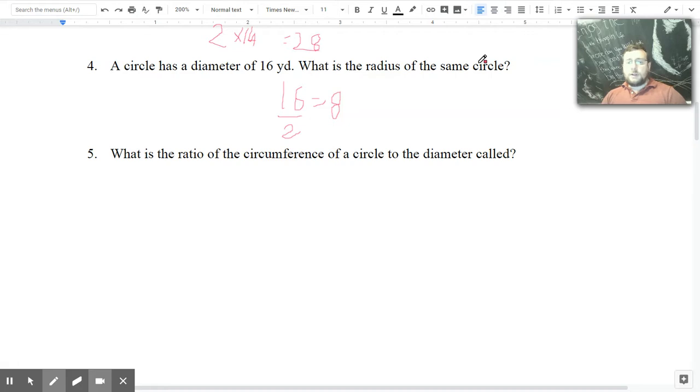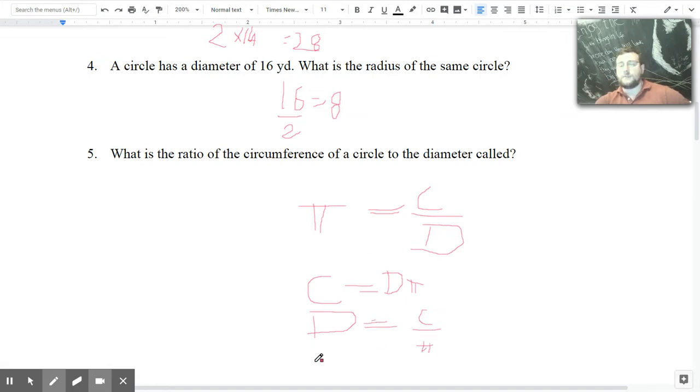What is the ratio of circumference of a circle to diameter called? That's just pi. All right, so that's just pi. Remember, that works for any circle. If you get circumference divided by diameter, you get that. Which, by the way, also means, because you can rework that equation, the circumference is diameter times pi, or that if you have the circumference, you can find diameter by doing circumference divided by pi. All of these are really different versions of the same expression of the relationship between circumference, diameter, and pi.